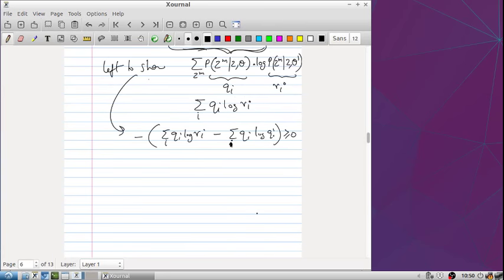Right. In fact, what you said, I'm going to do that, and I'm also going to simplify because they have the same coefficients, and maybe there's a log of a minus log of b. So let me just merge them together. So sum of qi log of ri divided by qi. Right. I want to show that this is less than 0.